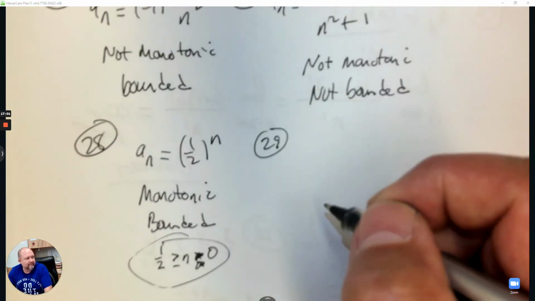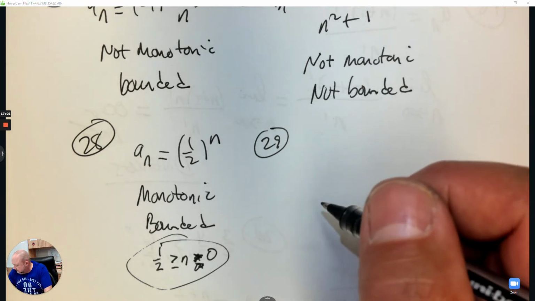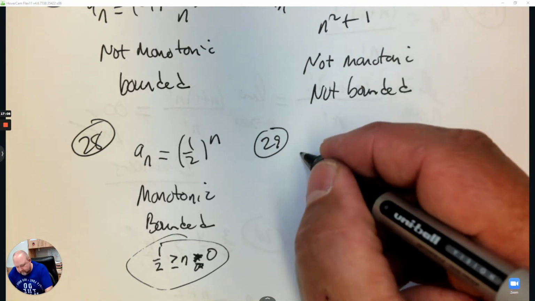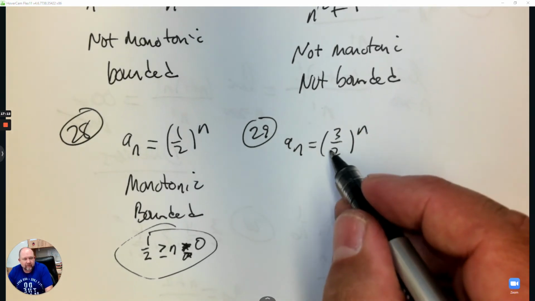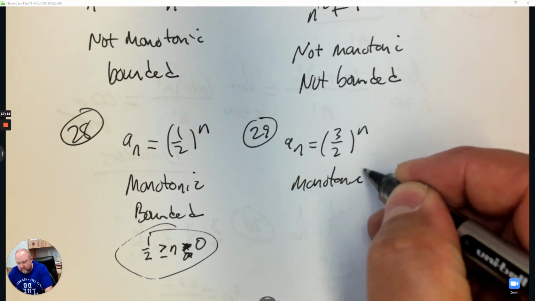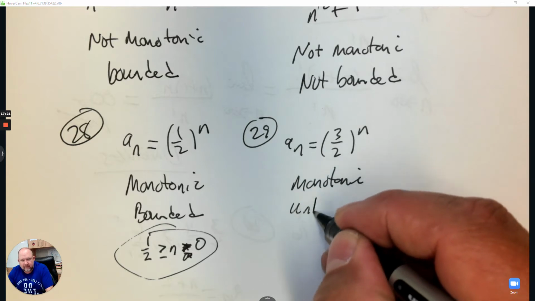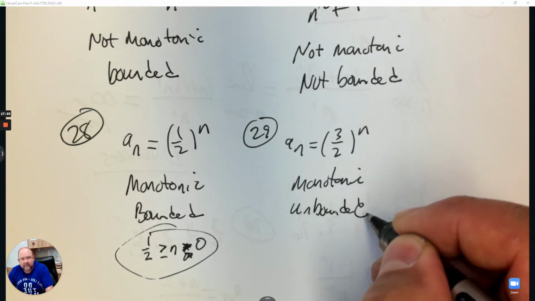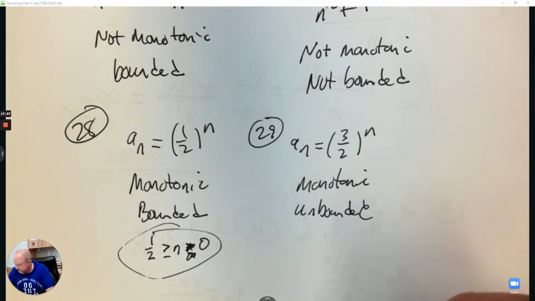29. Here's an example where the base is bigger than 1. So this is monotonic. It's just increasing. It doesn't go back and forth. But this is unbounded because it's going to infinity. It's not converging to an answer because the base is larger than 1.